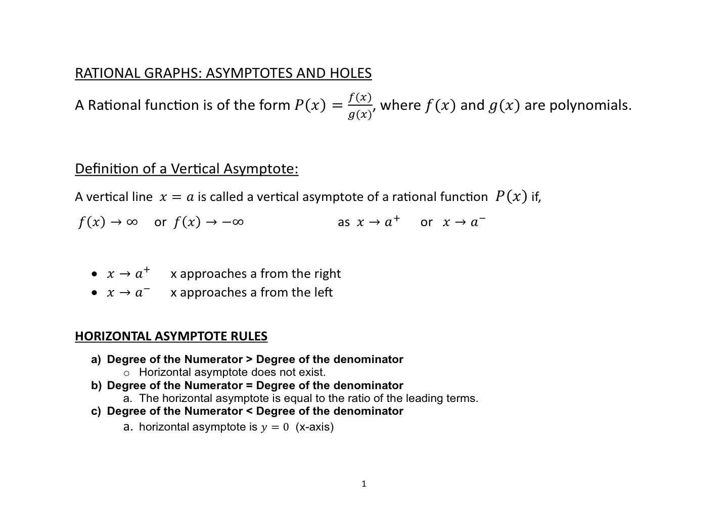The other thing we need to remember are the horizontal asymptotes. If the degree of the numerator is greater than the degree of the denominator, then you're not going to have a horizontal asymptote. If the degree of the numerator equals the degree of the denominator, the horizontal asymptote is equal to the ratio of the leading terms. If the degree of the numerator is less than the degree of the denominator, then the horizontal asymptote is going to be equal to 0. y equals 0.